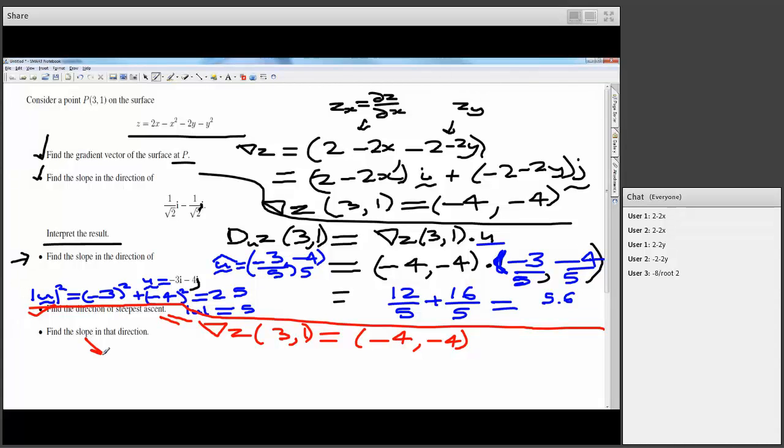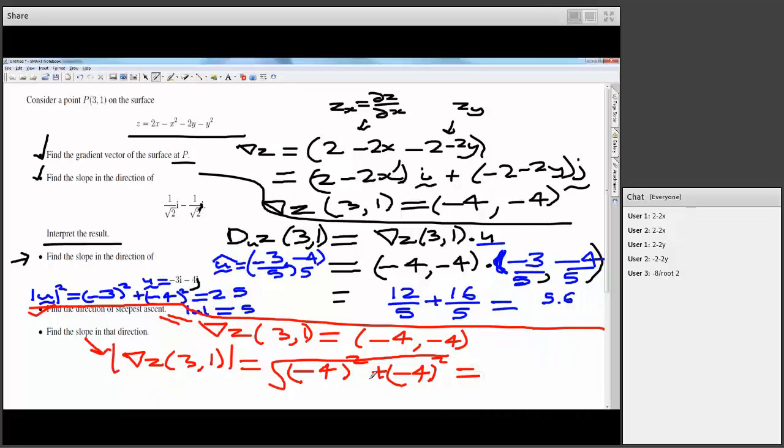Find the slope in that direction. Again, just a definition. The slope in the direction of the steepest descent is the magnitude of this vector. So it's the sum of the squares, -4 squared plus -4 squared, finding that length again and then square rooting it. -4 squared is 16, plus 16 is 32. So root 32 is the slope in that particular direction, which is maybe 5.8-ish, approximately. I'm guessing more than anything else, to tell you the truth.